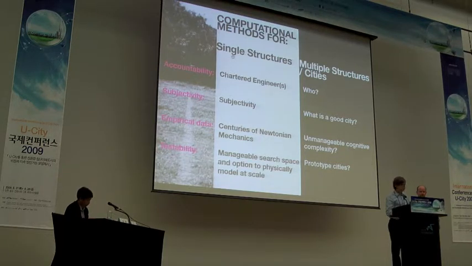When designing a single structure, it is very clear that the chartered engineer is responsible and who to prosecute if something goes wrong. Who is responsible if we design a bad city? And indeed, how do we judge a bad city? It's very subjective. When designing single structures, we have a large amount of empirical data backed up by centuries of Newtonian mechanics. But our cities are unmanageable in their cognitive complexity.